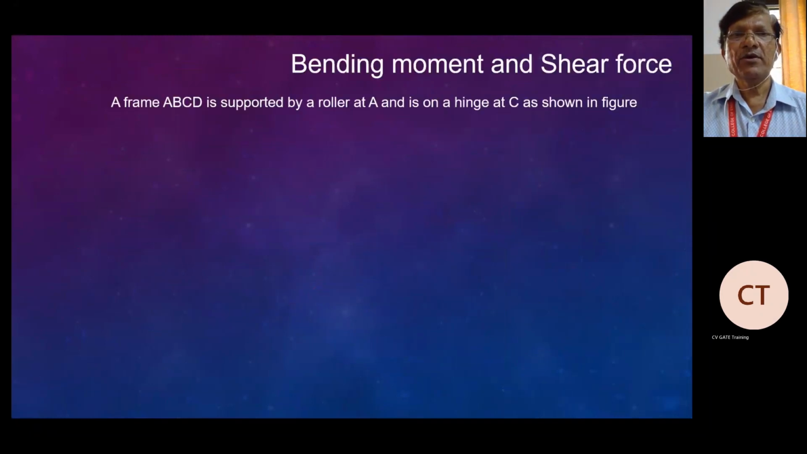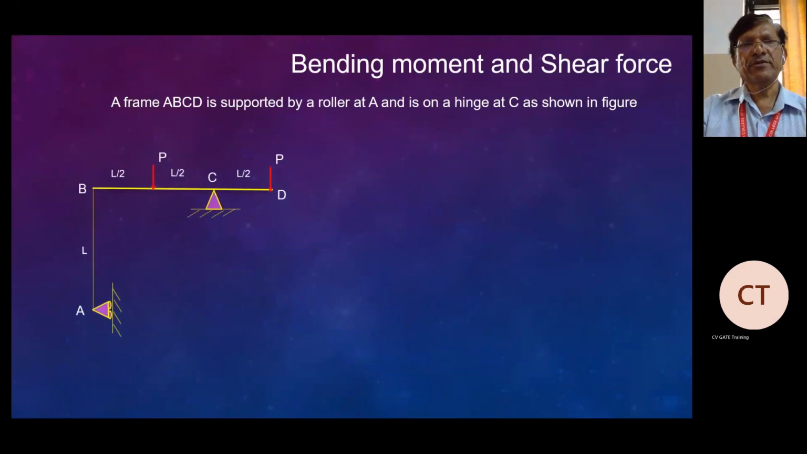So we have worked out one simply supported beam and one cantilever. Now we'll go through some examples taken from previous GATE question papers. This is one question paper. It's a frame ABCD, supported on a roller at A and a hinge at C, as shown in the figure.